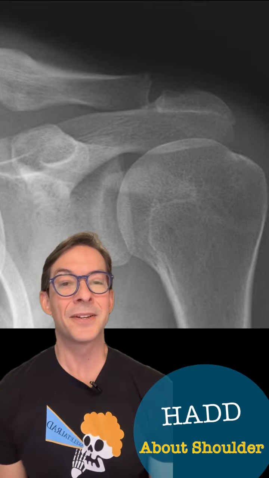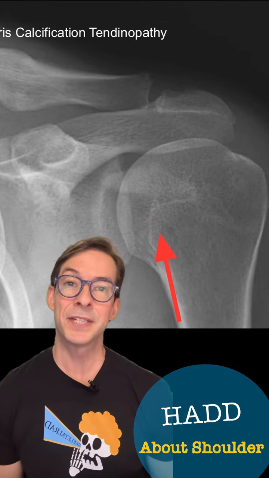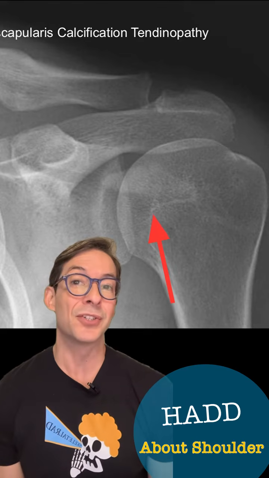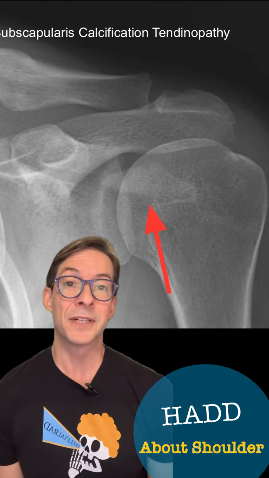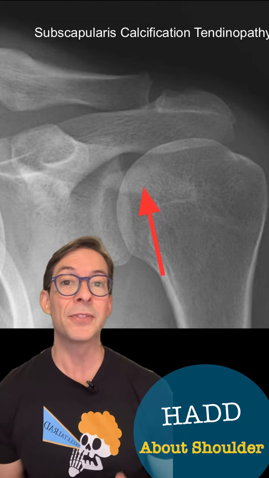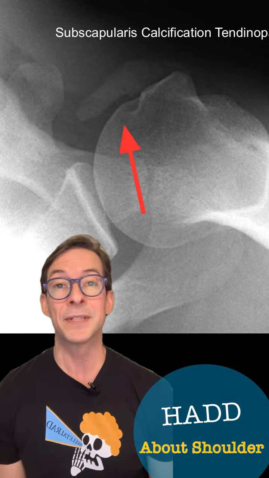Hey, this is a case of hydroxyapatite deposition in and about the shoulder. Hydroxyapatite disease is just shedding of calcium to the soft tissues, which usually happens in and around a joint. In the shoulder, there are three sites that hydroxyapatite commonly deposits.